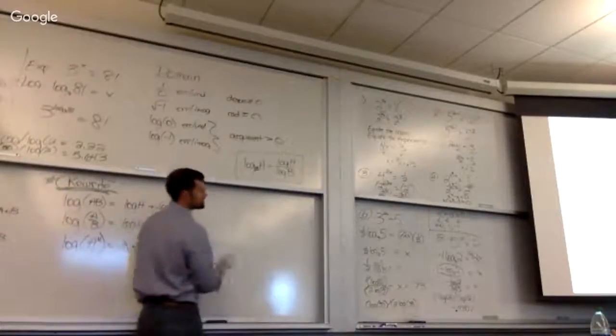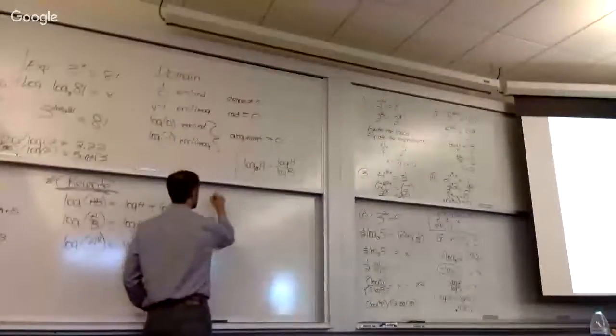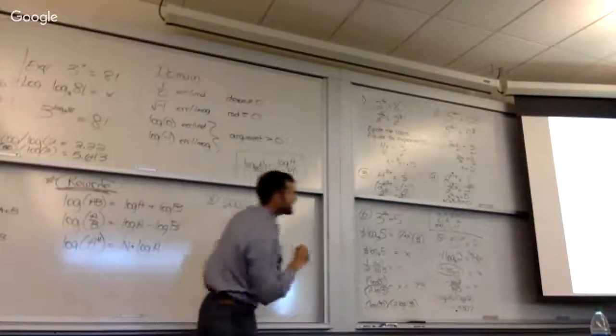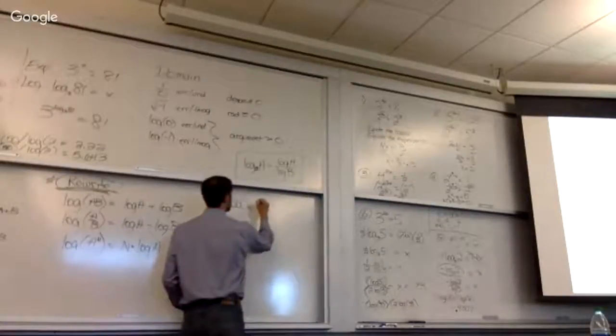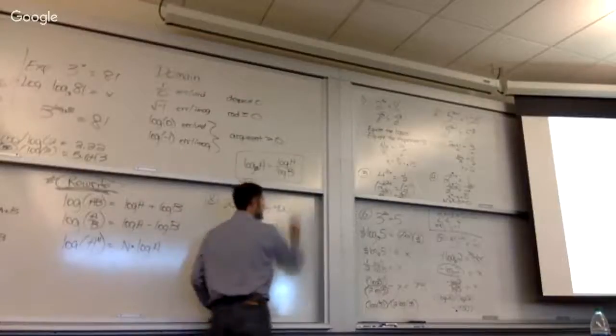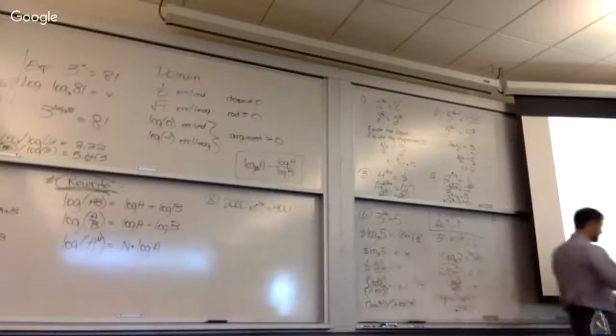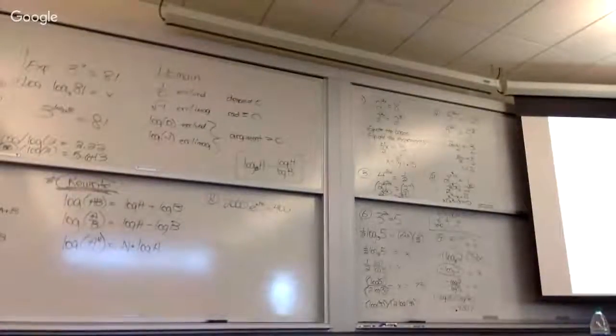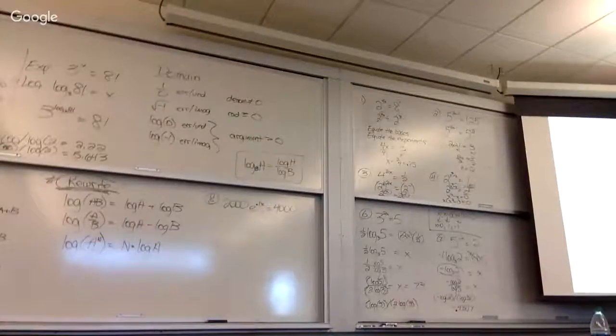Let's do number 8. We have 2,000 e to the 0.1x equals 4,000. Now folks, as a general algebraic strategy, recall a few weeks ago we did a problem like 5 plus 2 root x minus 1 equals 7.